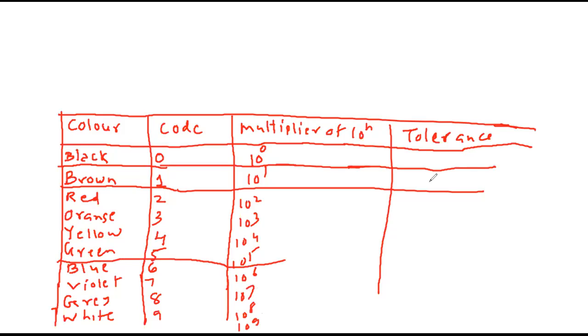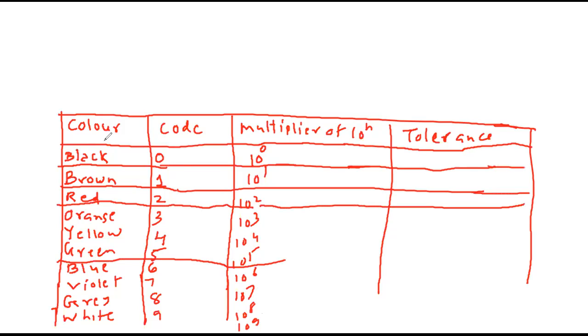3 more lines I have to draw for that tolerance. First you make this much. Color, code, multiplier, tolerance is for 3 different color. I am writing below. Black, brown, red, orange, yellow, green, blue, violet, gray, white. One, 2, 3, 4, 5, 6, 7, 8, 9, 10, 11. 3 more lines will come up. You all please write only this much.